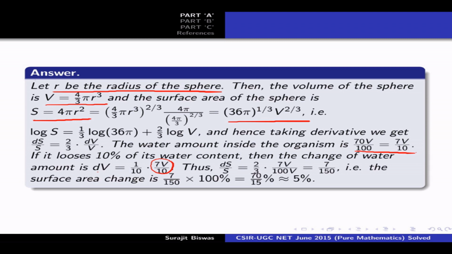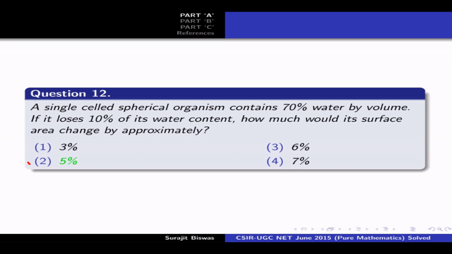So therefore, how much would its surface area change by approximately? The surface area change would be dS by S equal to 2/3 times 7V by 100V, that is 7 by 150, and since we want a percentage, we multiply this by 100, and that gives us 70 divided by 15, approximately 5%. Okay, so the correct option here is 5%.